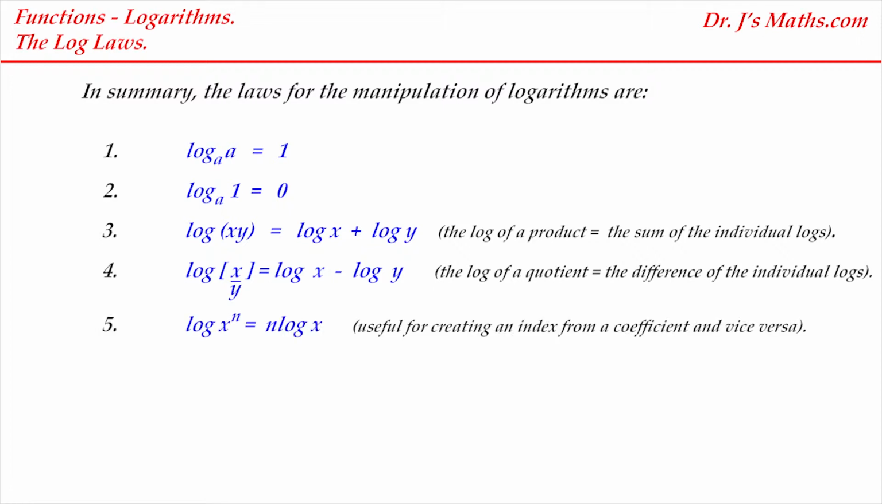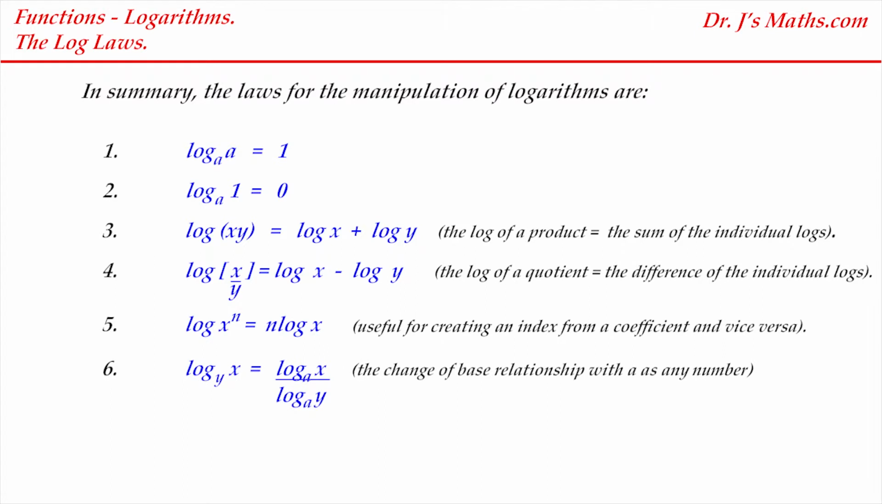If we have an index in there, so it's log x to the n, then we just bring the index down, so it's n log x. So we're going to use that log law for creating an index from a coefficient and vice versa. And then the last log law was our change of base relationship, where log x to the base y was equal to log x to another base over log y to another base. So we could use that very easily.